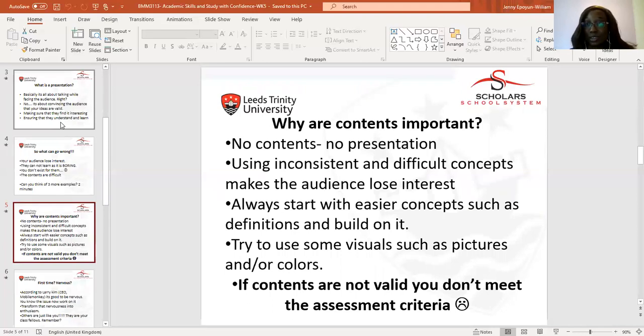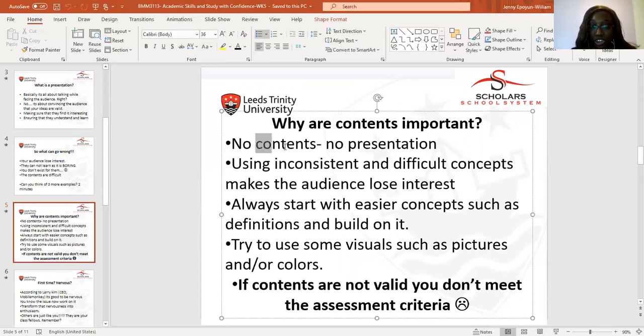So why are contents important? Because one key thing we need to understand is that you're there not to just read the slides to the audience, but you're there to engage them. So they need to see what you're talking about. So no content, no presentation. So contents are a very key part of presentation.